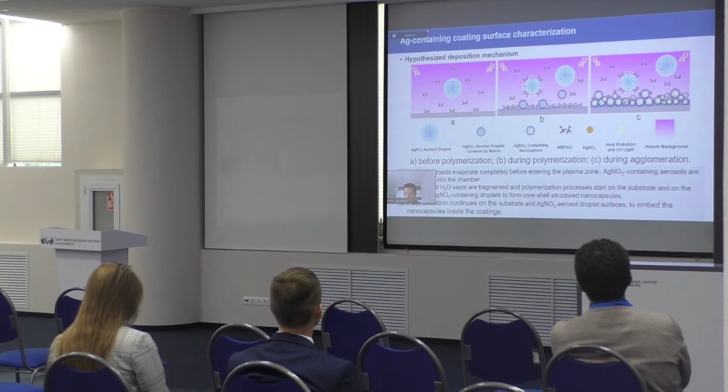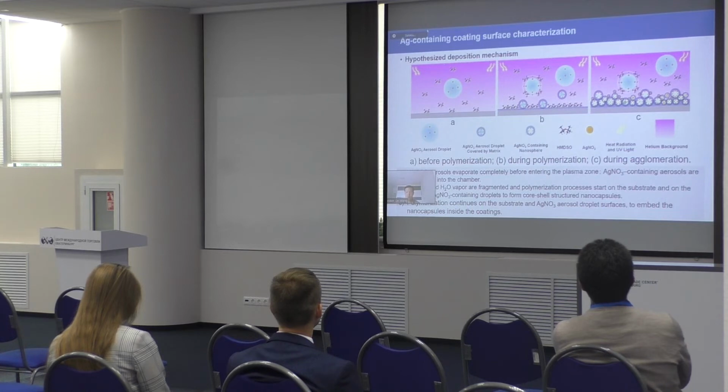In the second stage, HMDSO and water vapor are efficiently fragmented, and the polymerization process starts on the substrate as well as on the surface of silver nitrate containing droplets. Meanwhile, silver nitrate aerosol droplets are continuously evaporated and transported to the substrate due to sedimentation and diffusion. This results in the formation of nanocapsules covered by the polymeric matrix.